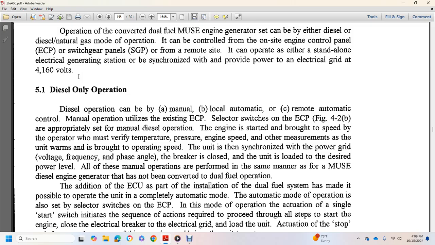For manual diesel operation, the engine is started and brought to speed with the operator, who must verify temperature, pressure, engine speed, and other measurements. As the unit warms, it is brought to the operating speed. The unit is synchronized with the power grid, voltage, frequency, and phase angle, and the breaker is closed. The unit is loaded to the desired power level. All these manual operations are performed in the same manner as for the Muse diesel engine generator that has been converted with the dual fuel operation.